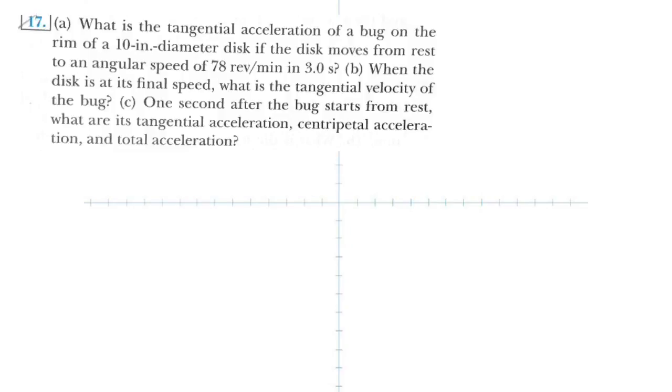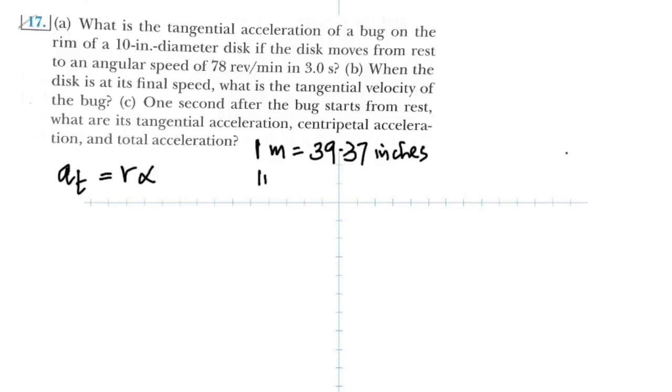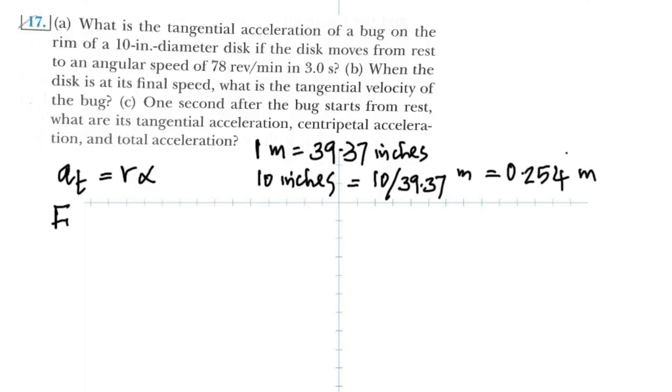All right, take it one at a time. First of all, the 10 inches has got to be changed into meters. And second, we know that the initial angular velocity is 0. And the final we can find out just like we did in the last two problems. So change the revolutions per minute into revolutions per second, and then use omega is equal to 2 pi times the frequency. Now 1 meter is 39.37 inches, which gives 10 inches as 10 by 39.37 meters, which is 0.254 meter.